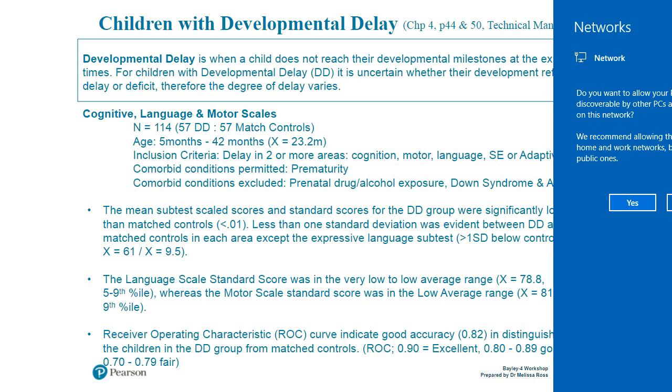Receiver operating characteristic, or ROC, curve indicates good accuracy in distinguishing children in the developmental delay group from matched controls. ROC scores are classified as follows: 0.9 being excellent, 0.8 to 0.89 being good, and 0.7 to 0.79 being fair, with the ROC curve of 0.82 in this case.